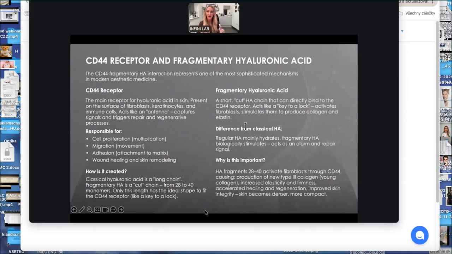like the normal key for the lock, okay? So regular hyaluronic acid, that's the normal one, does not fit. Fragments of hyaluronic acid perfectly match.